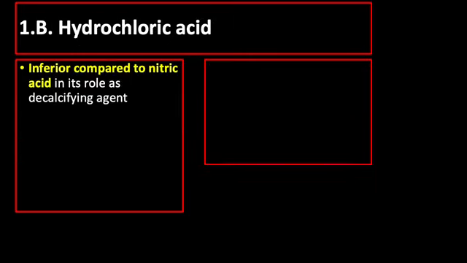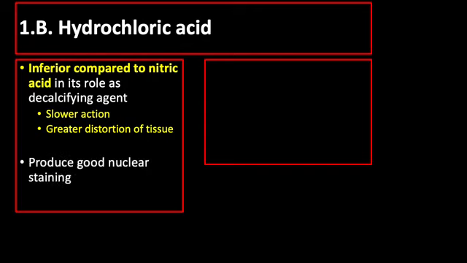Next, strong acid is hydrochloric acid, which is inferior compared to nitric acid in its role as a decalcifying agent because of its slower action and greater distortion of tissue produced on the decalcified section. Nevertheless, hydrochloric acid produces good nuclear staining.